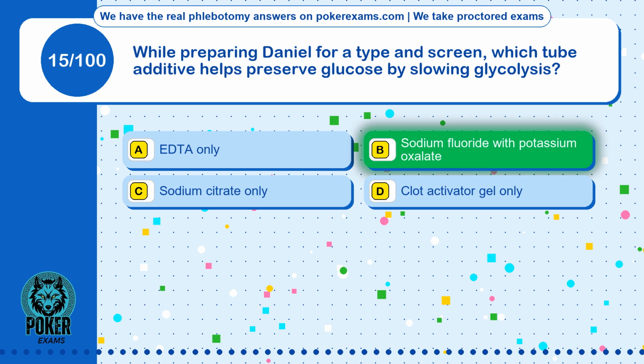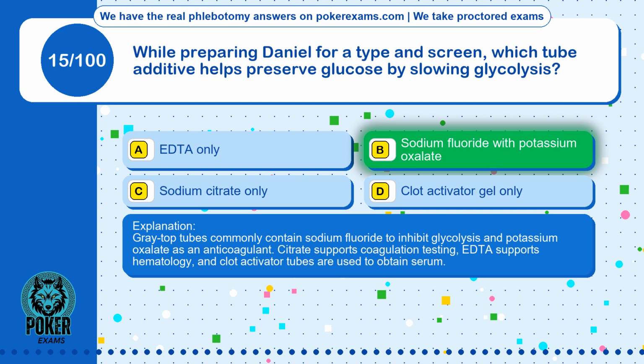The correct answer is option B. Sodium fluoride with potassium oxalate. Gray top tubes commonly contain sodium fluoride to inhibit glycolysis and potassium oxalate as an anticoagulant. Citrate supports coagulation testing, EDTA supports hematology, and clot activator tubes are used to obtain serum.